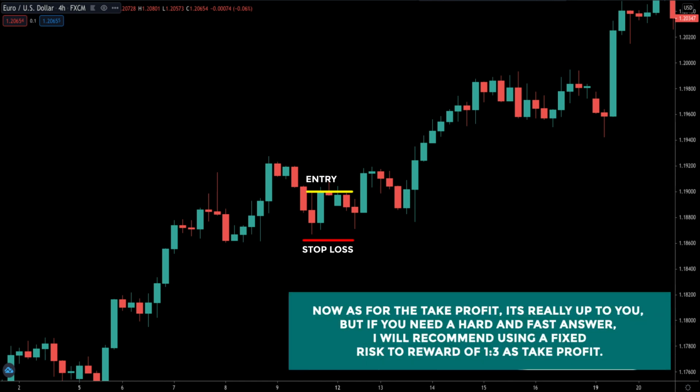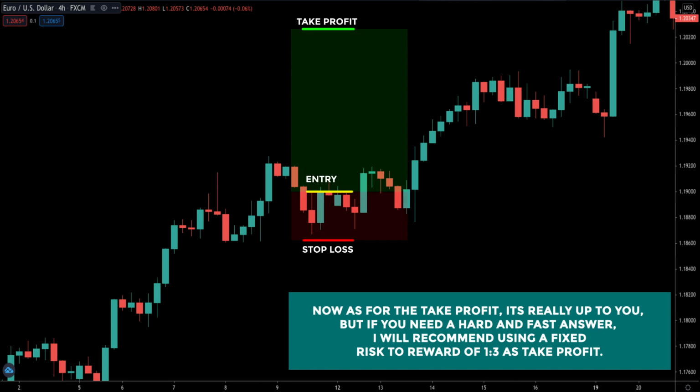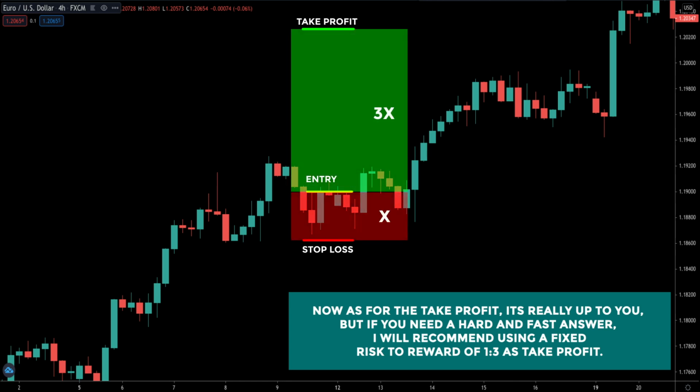As for the take profit, it's really up to you. But if you need a hard and fast answer, I will recommend using a fixed risk to reward of 1:3 as take profit. If your stop loss is 30 pips, you will set in a take profit of 90 pips.